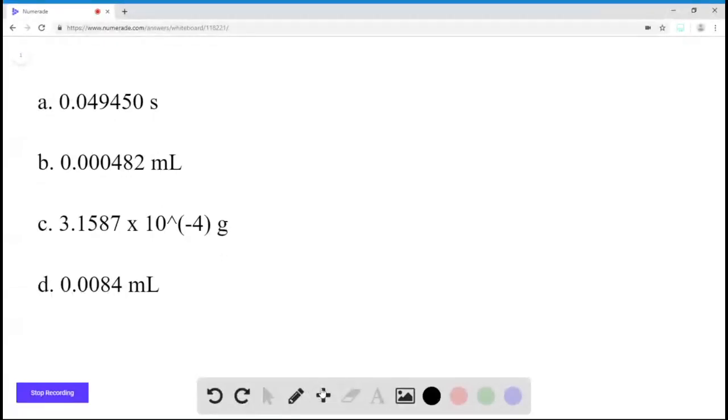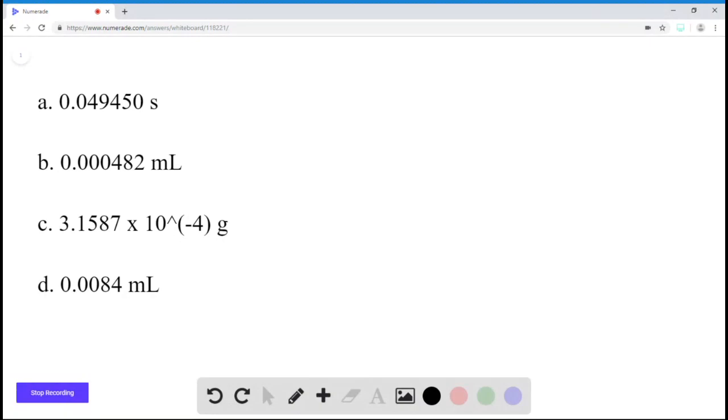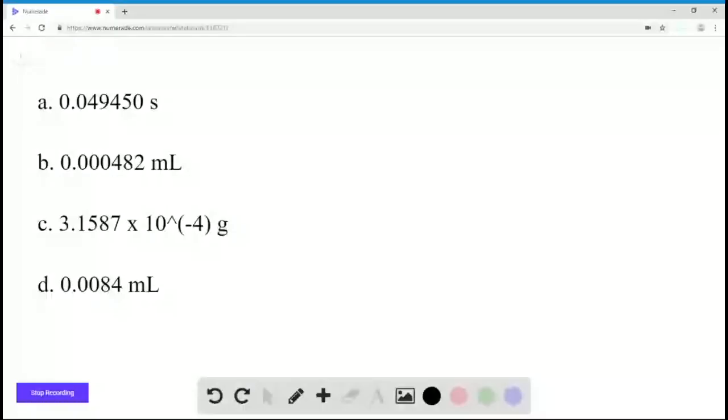Okay, so this question wants you to determine the number of significant figures that are in each measurement. So there are 5 rules for recognizing significant figures. Not all of them are going to be applicable, but anytime you have non-zero numbers, they're always going to be significant. And anytime you have zeros that are between any non-zero numbers, those are always going to be significant.